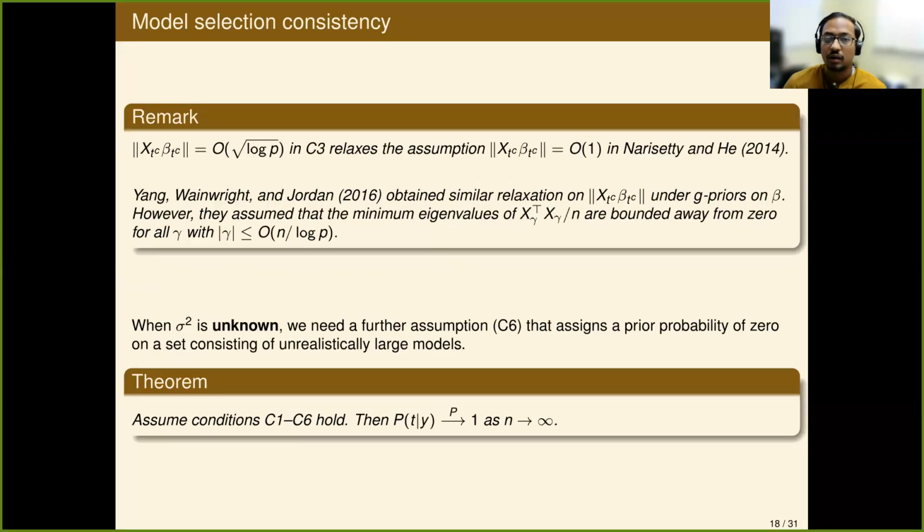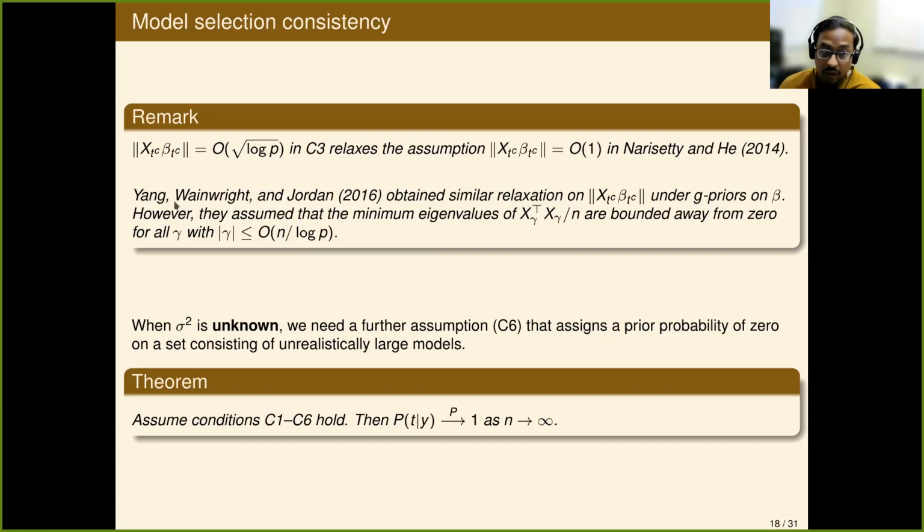So a few remarks. This result, in some sense, generalizes the results in Narisetti and He. They have a very similar set of assumptions, but they assume that the effect of the unimportant variables is bounded, so it's very, very small. So the L2 norm of X_t complement times beta_t complement is bounded even if n goes to infinity. We do relax that assumption. We say that the effects of the unimportant variables can diverge, but not too fast.